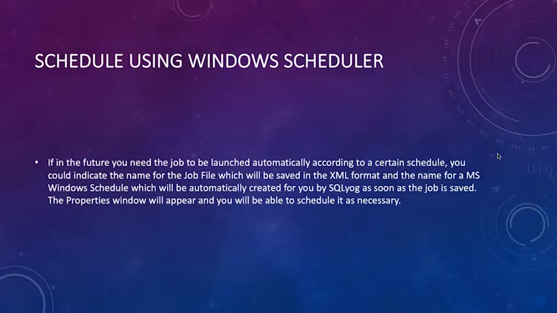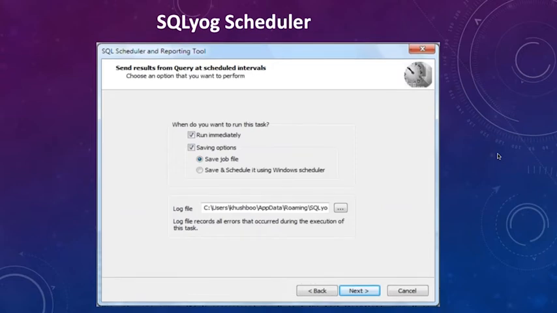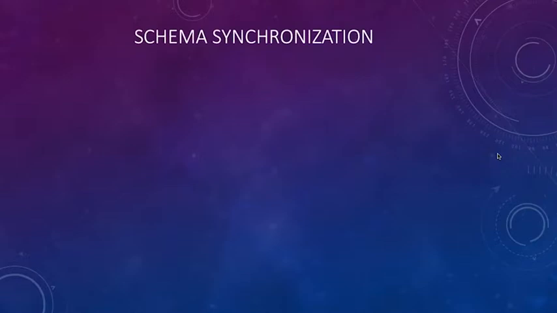You could indicate the name in the job file, which will be saved in XML format, and the name for a Windows schedule, which will be automatically created for you by SQL Yoga as soon as the job is saved. So the property window will appear, and you'll be able to schedule as necessary at the end of the wizard. So this is how it looks. You will see that there is an option called save and schedule it using Windows Scheduler. Just select that and click on next, and a Windows Scheduler option will pop up.